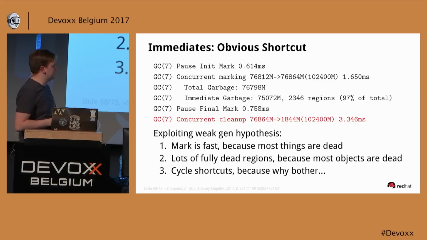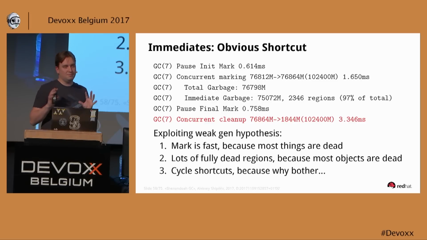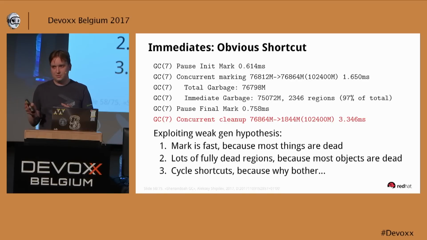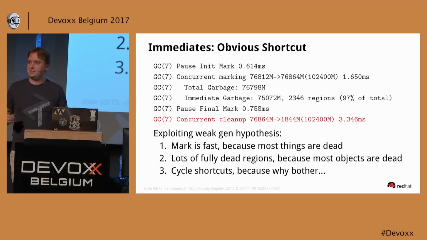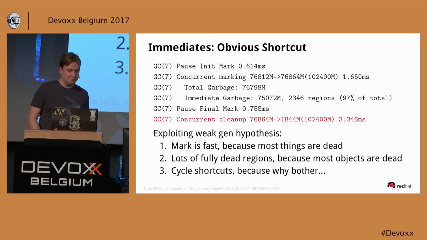Amusingly, on many workloads that do not have too many things in the old generation, this greatly approximates the generational young GC, because it's very, very fast and knocks out the space very efficiently.